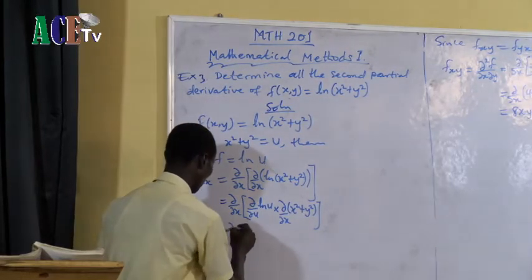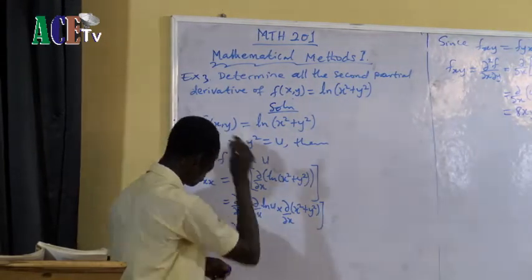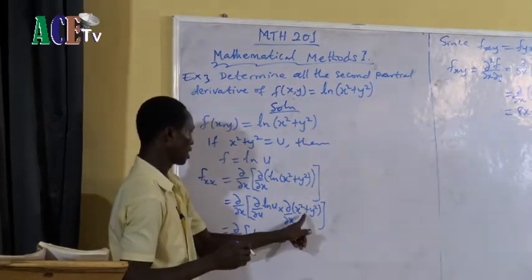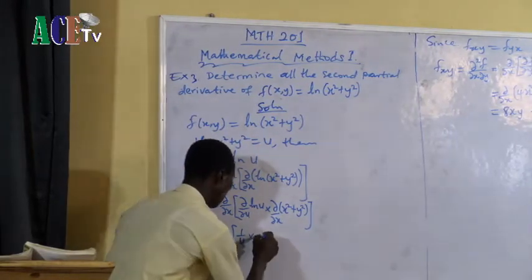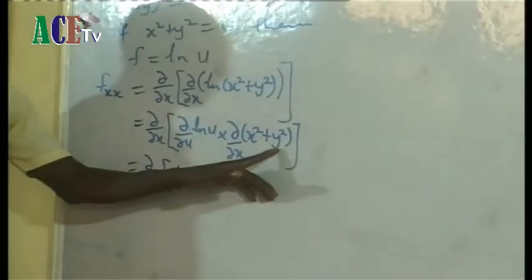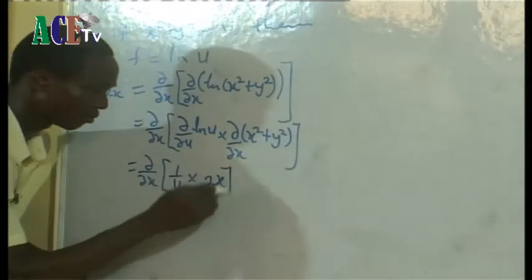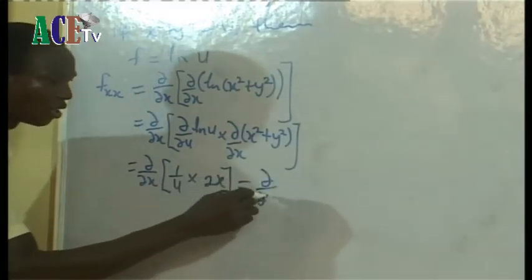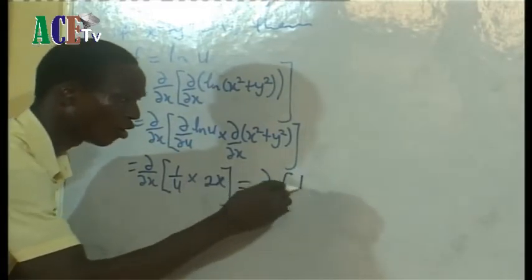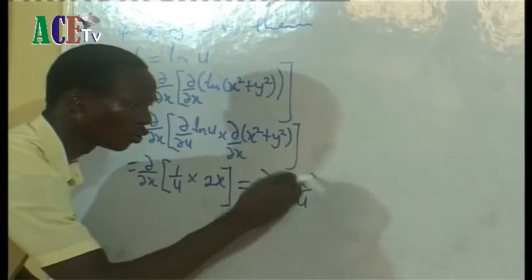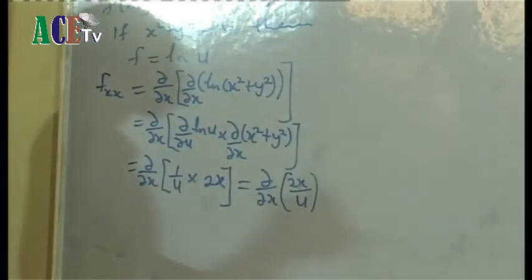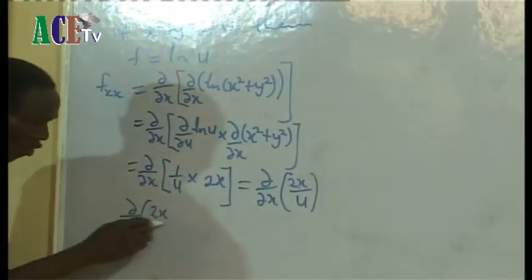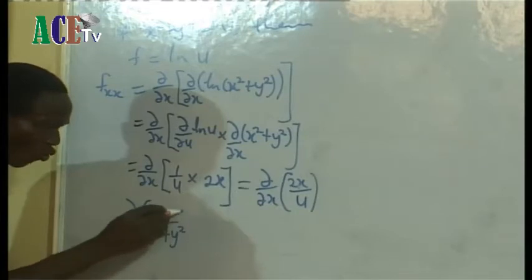Now, in this case, differentiate ln u with respect to u to give us 1 over u, times differentiate x squared plus y squared with respect to x to give me 2x. Don't forget the derivative of y squared with respect to x will be 0. So this will be 2x over u. But what is my u? My u is x squared plus y squared. It will be 2x over x squared plus y squared.